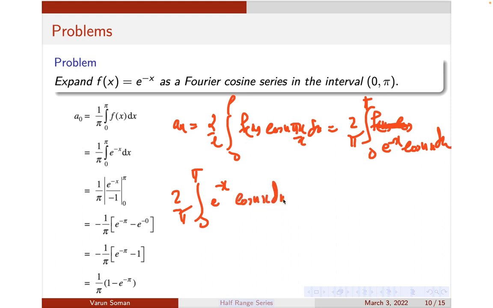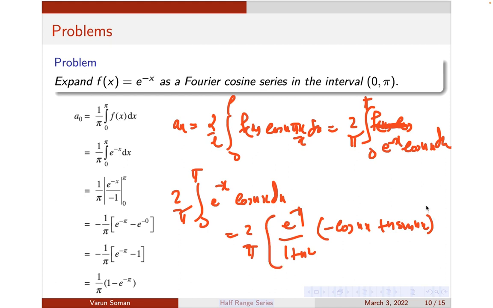Remember the integral formula of e raised to ax into cos bx, so it will become 2 by pi. Use that formula here, it will be e raised to minus x by 1 square plus n square into minus cos nx plus n sin nx. So just remember the formula of e raised to ax into cos bx dx. So I have used this formula here. We have already discussed the formula in the previous sessions. So just remember those formulas.